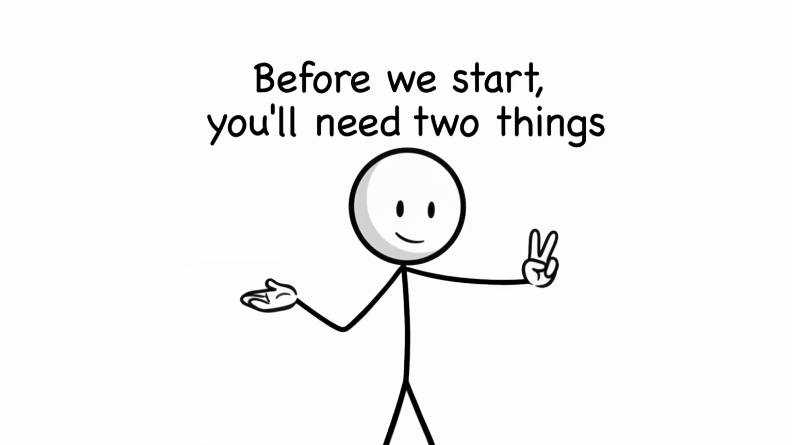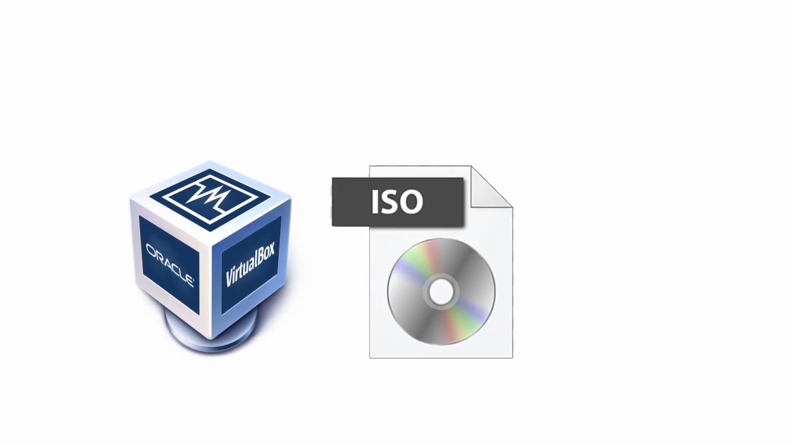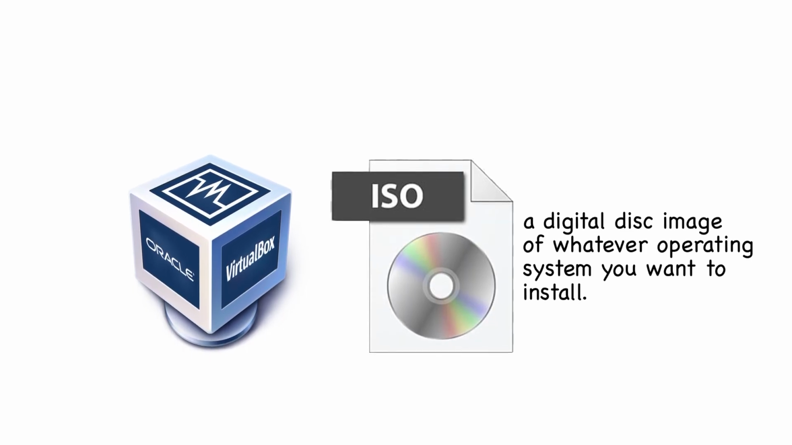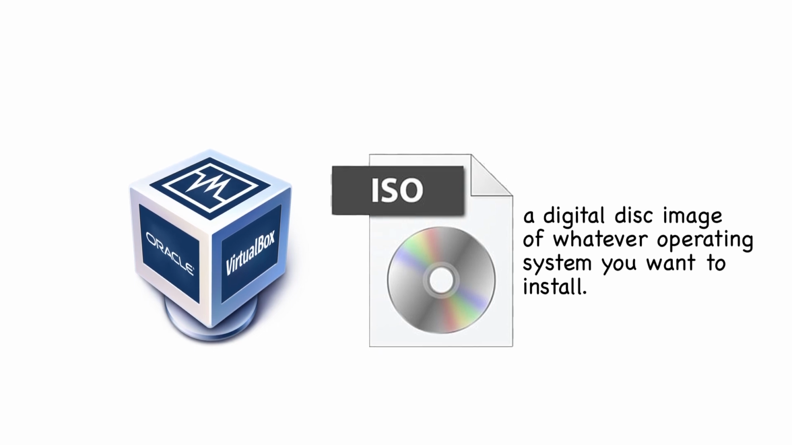Before we start, you'll need two things: VirtualBox itself, which we'll download in a second, and an ISO file that's basically a digital disk image of whatever operating system you want to install.